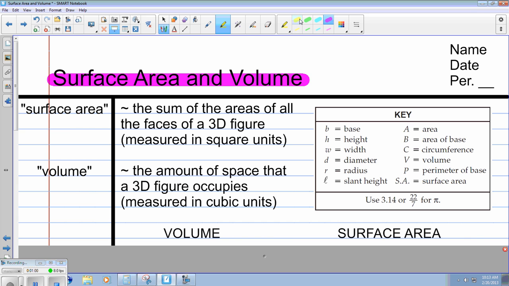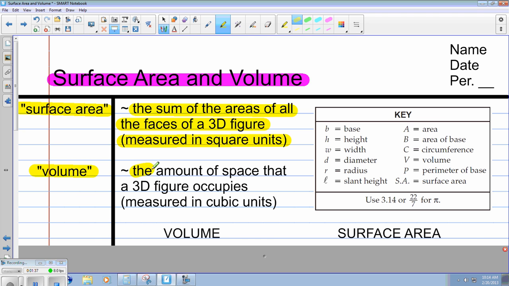We have a couple of vocabulary words, and I like to put the vocabulary words in quotation marks. That lets you know that those are words that you would find highlighted in your textbook, and you would find the definitions in your glossary. So surface area is the sum of the areas of all the faces of a 3D figure, and it's measured in square units. Area is measured in square units, and surface area is just the area of all of the surfaces. So we're talking just about the outside of the figure.